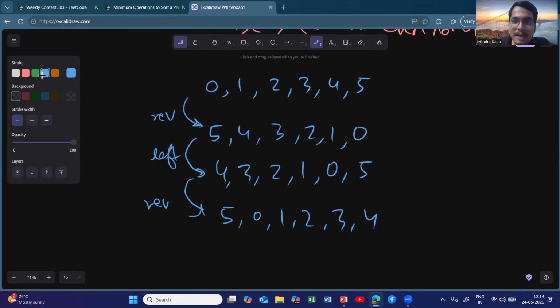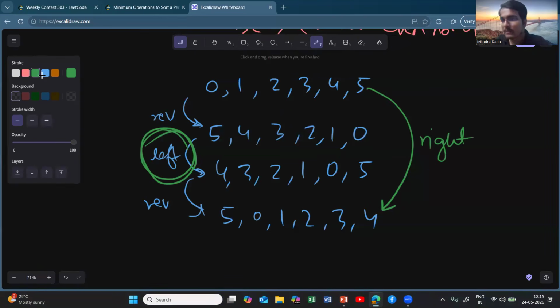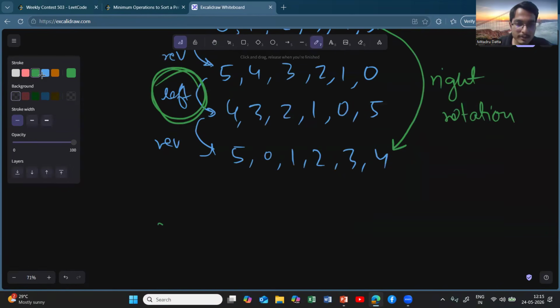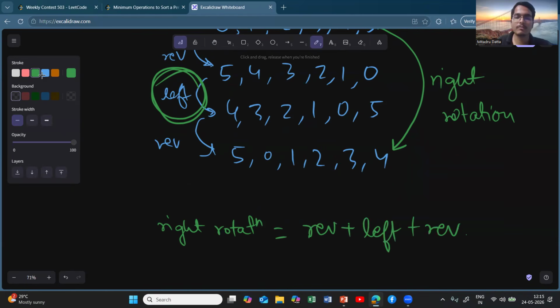Okay, so you try to see how this array has changed over time. How has this array changed from the first to the last? You will say that, hey, our left rotation was possible, but if you see here, this is nothing but right rotation, which was not given in the question, but I have figured out a way that I can do the right rotation. So only the left rotation was allowed as an operation, but I have found that reversing the array plus left rotation plus again reversing the array will give you one right rotation. Okay, so this observation is important.